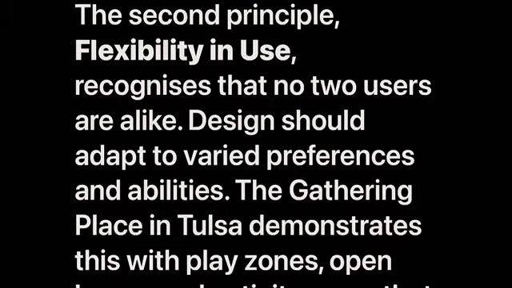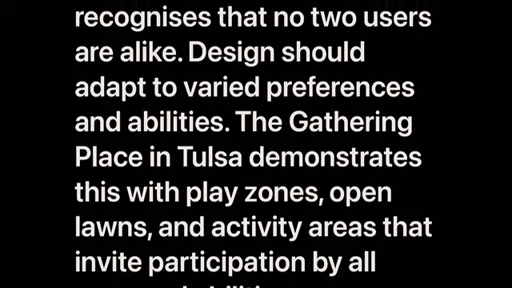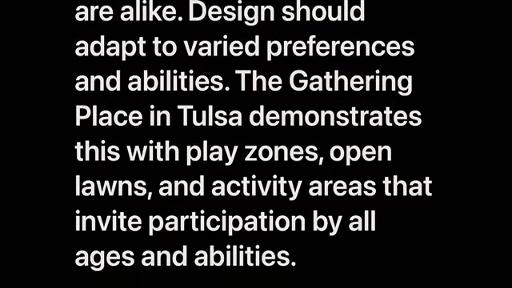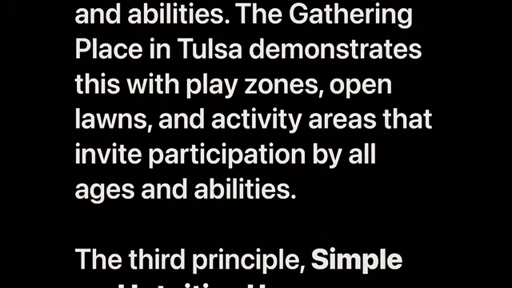The second principle, flexibility in use, recognizes that no two users are alike. Design should adapt to varied preferences and abilities. The Gathering Place in Tulsa demonstrates this with play zones, open lawns, and activity areas that invite participation by all ages and abilities.